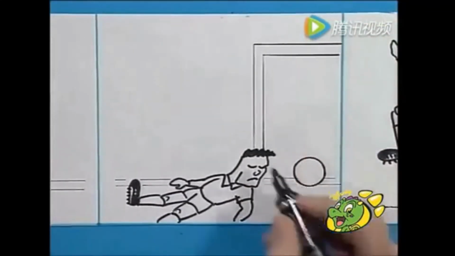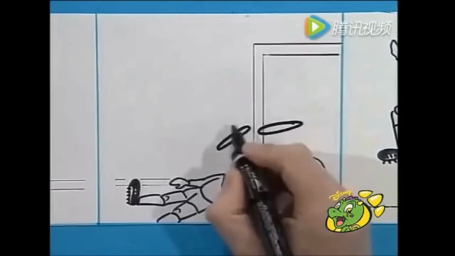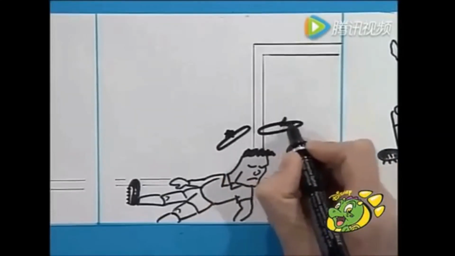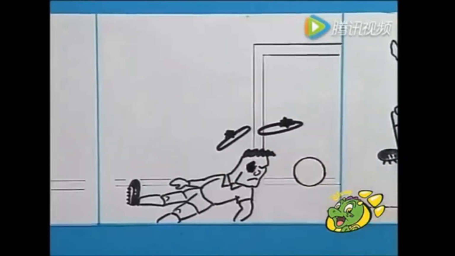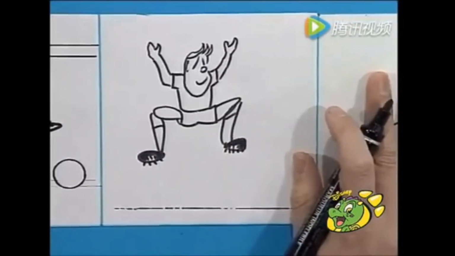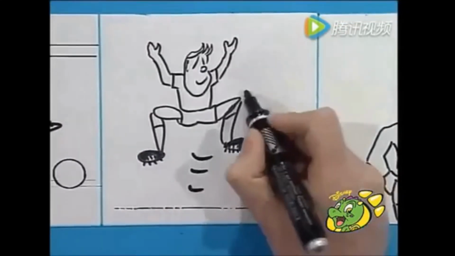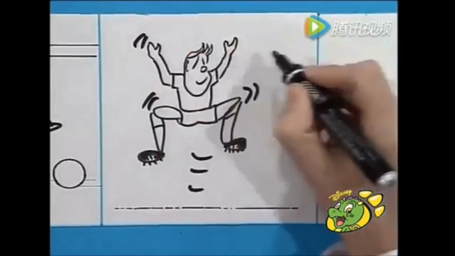Unfortunately, into the back of the goal. And there he is. He's lying down there. He's seeing stars. Put them in. And he's got a black eye as well. Meanwhile, the footballer is jumping for joy. Goal, he says, putting his movement marks there.